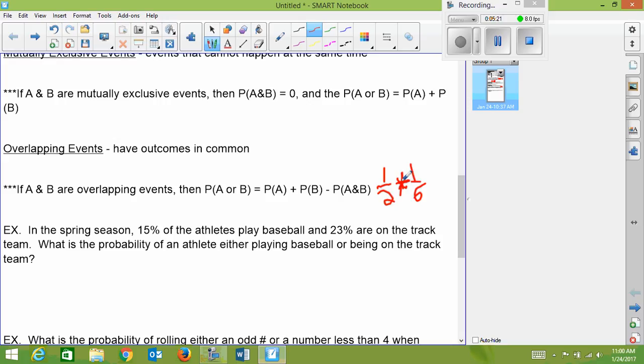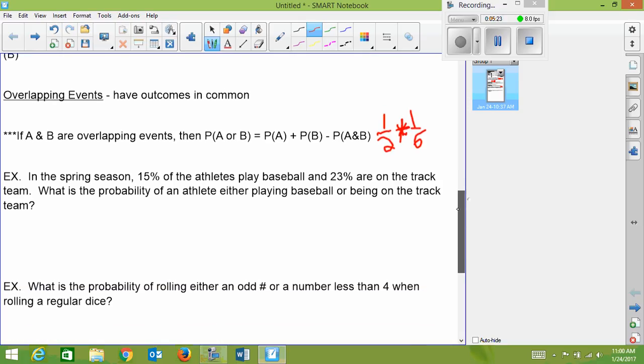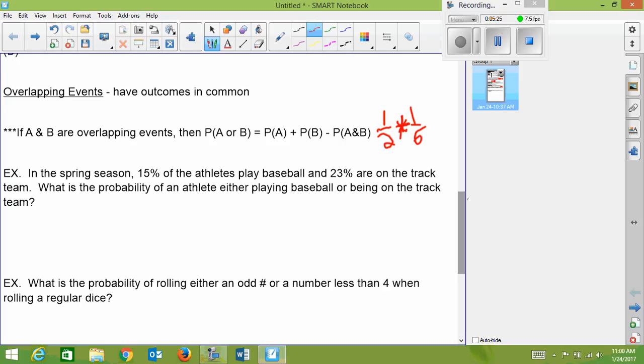Okay, so my next example here, in the spring season, 15% of the athletes play baseball and 23% are on the track team. It's not saying any of them play both, so we're not thinking about that, even though some may play both. What is the probability of an athlete either playing baseball or being on the track team?